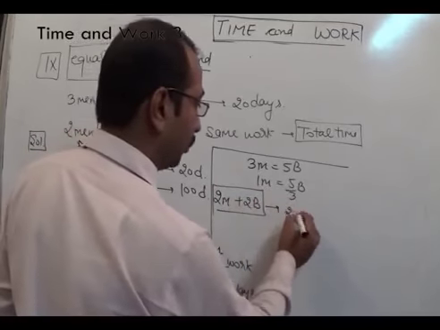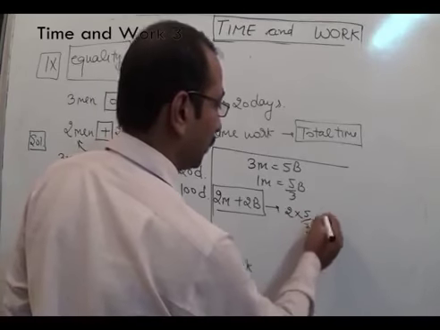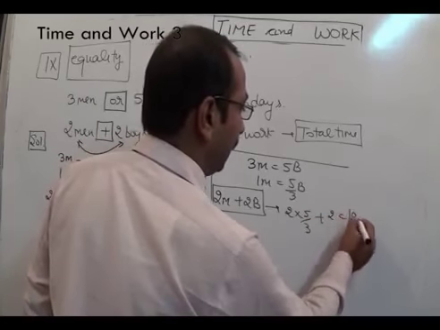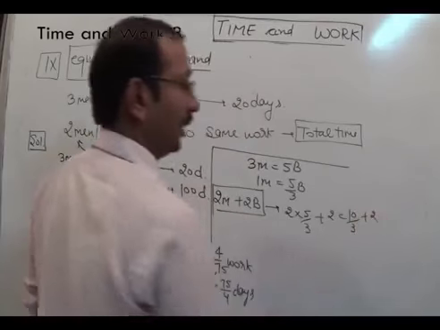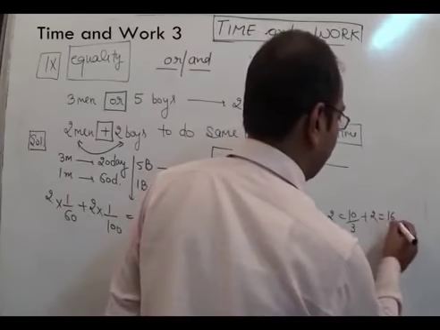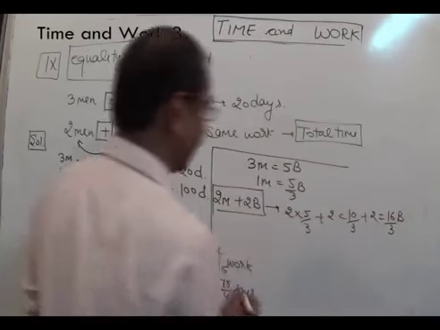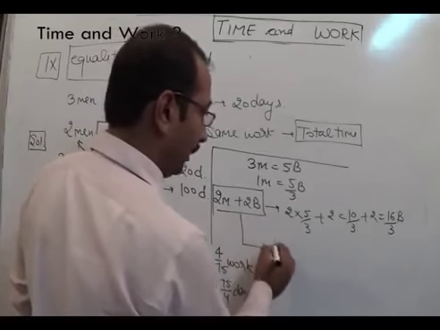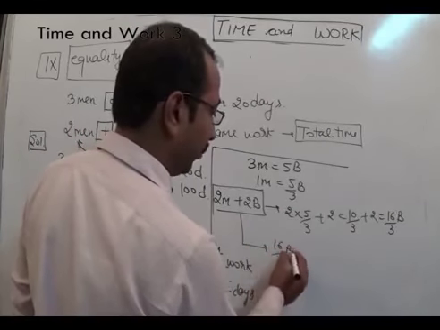2 men will be equal to 2 into 5 by 3 boys plus 2. That would be 10 by 3 plus 2, or else I can say 16 by 3 boys. We can say these 2 men and 2 boys will equal 16 by 3 boys.